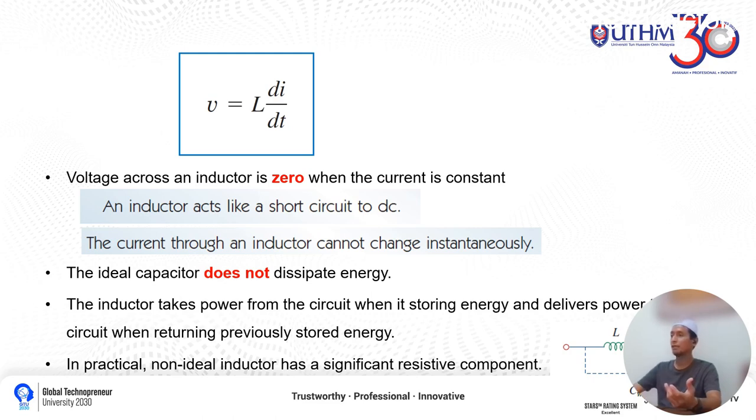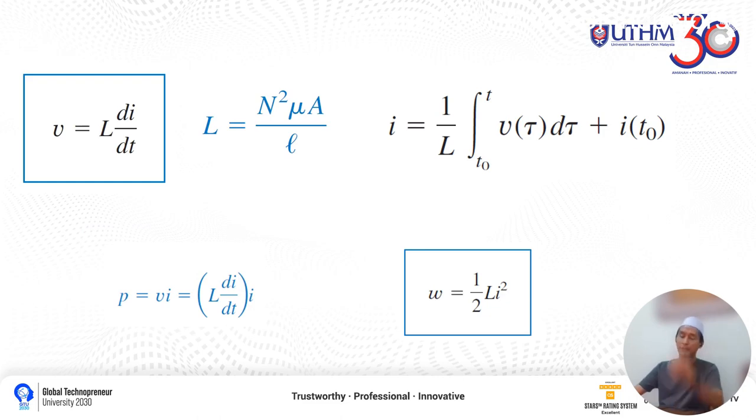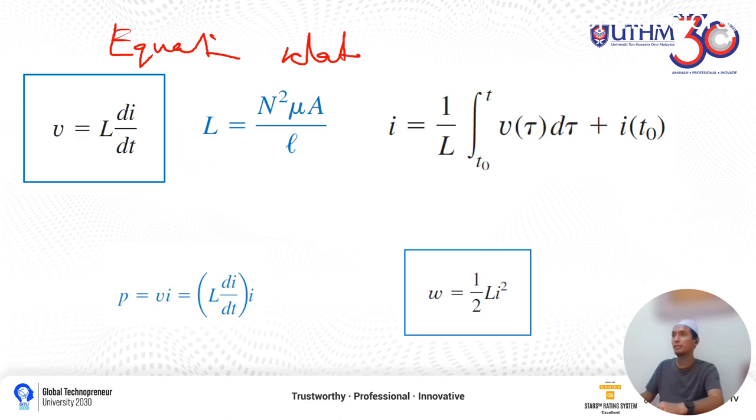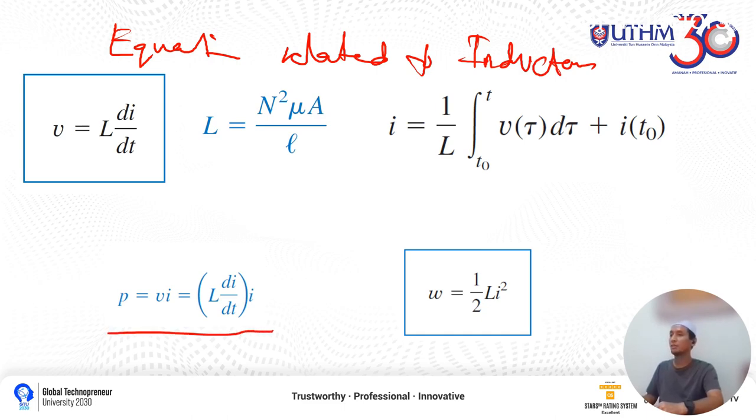So these are some equations that you need to remember, equations related to the inductor. This is the instantaneous power, and this is the energy stored in the inductor. And this is to determine the value of the inductor, where N squared is the number of turns of the coil, this is the permeability, A is the cross section of the coil, and then l is the length of the coil itself.